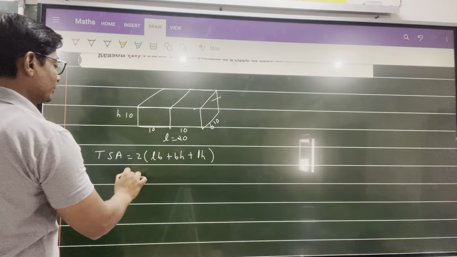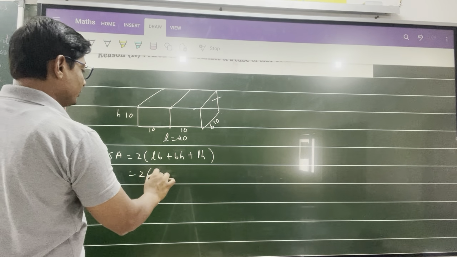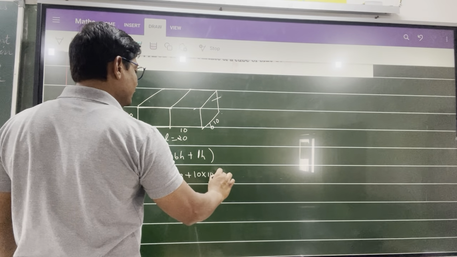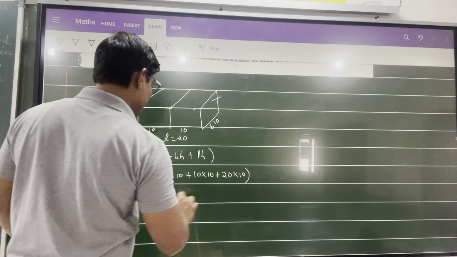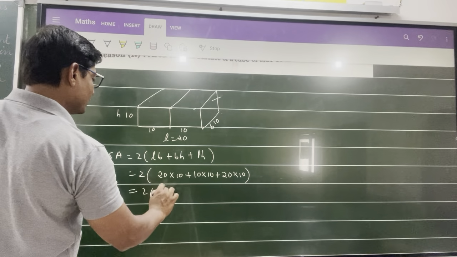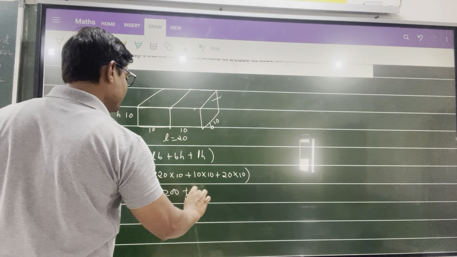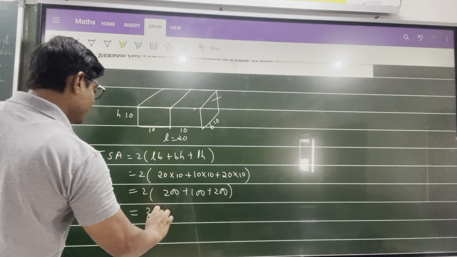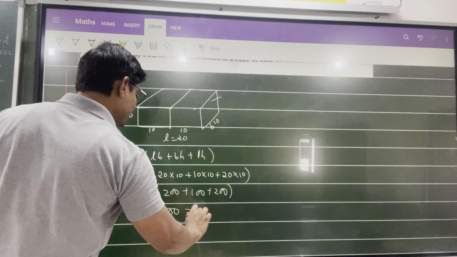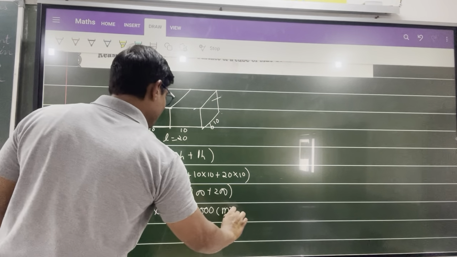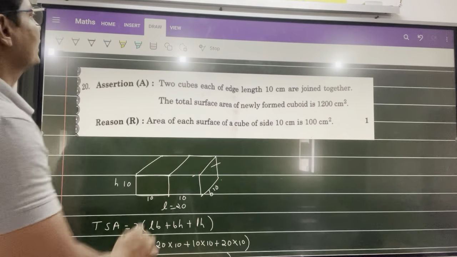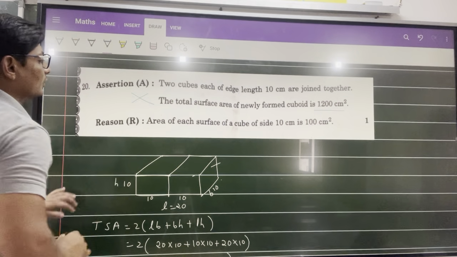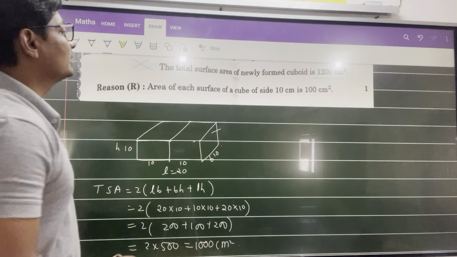Fine. So substituting this, 2 times LB is 20 into 10, then BH is 10 into 10, then LH is 20 into 10. So this is 2 times (200 plus 100 plus 200). It equals 2 into 500, which equals 1000 centimeter square. Now check what value they have given. They have given 12. So therefore the assertion is wrong, and the reason obviously would be correct.